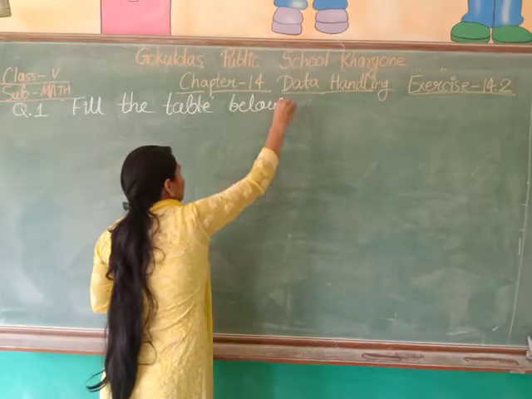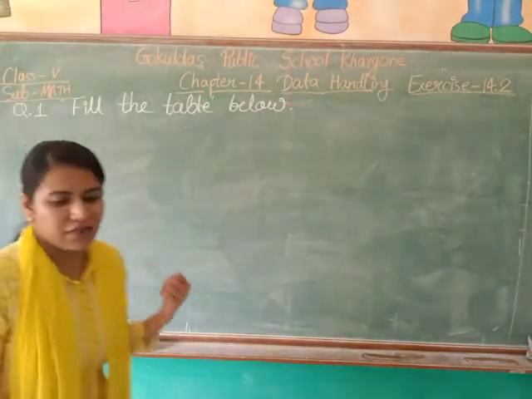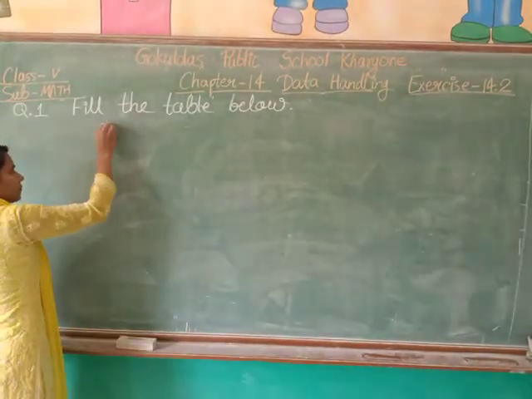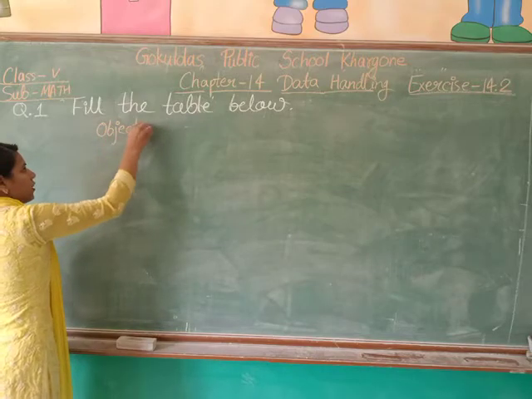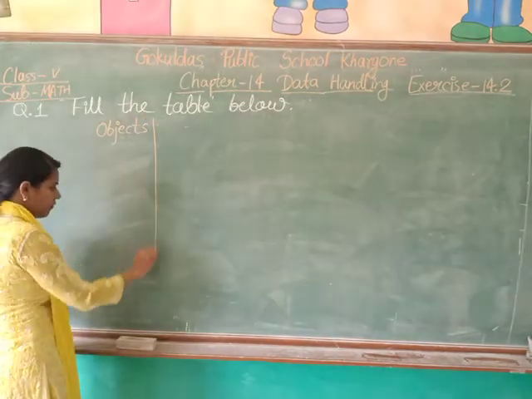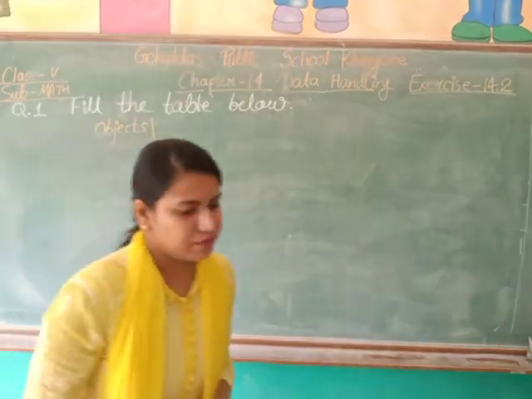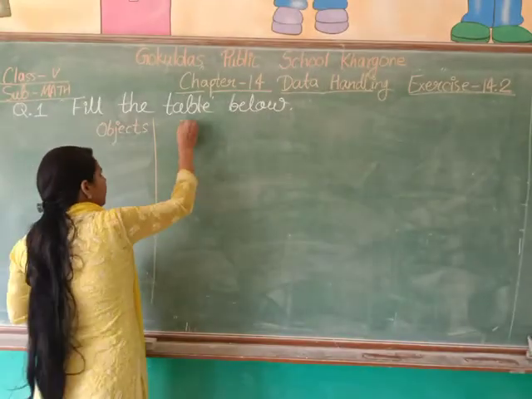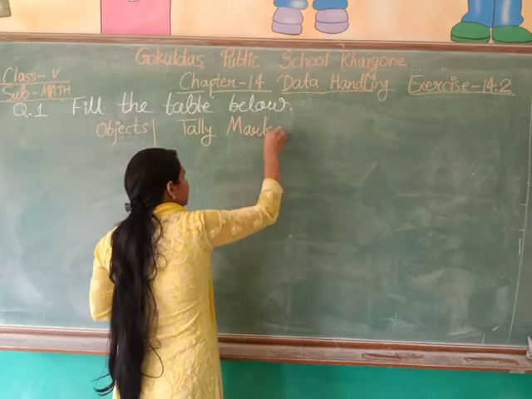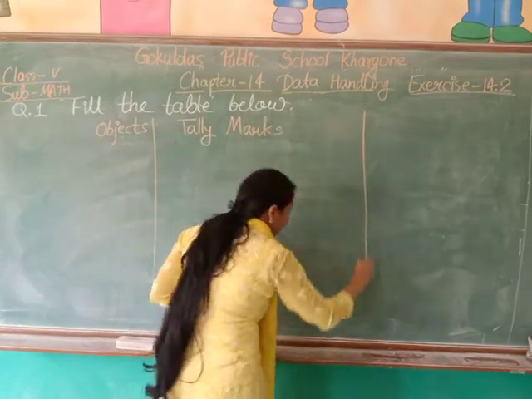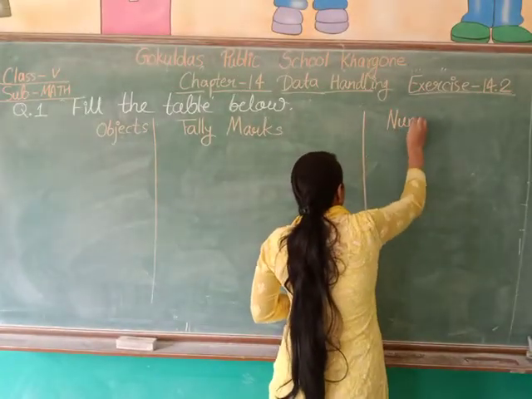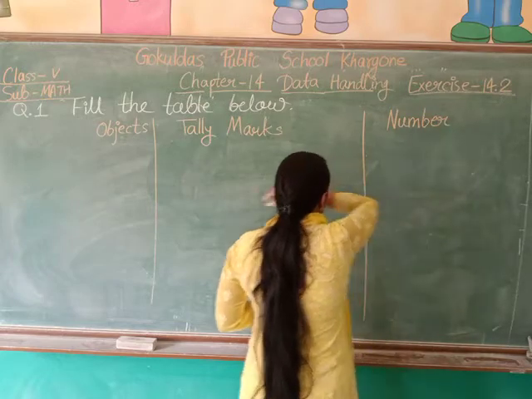And one table is given in your book. So let me draw the table first. I am drawing the table. In the table, first column is for objects. Next column is representing tally marks, right? And the last column is for number.